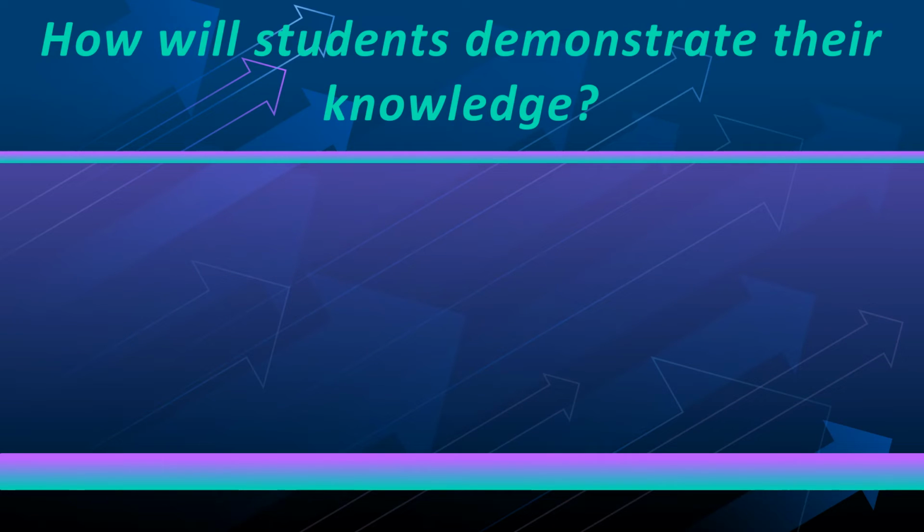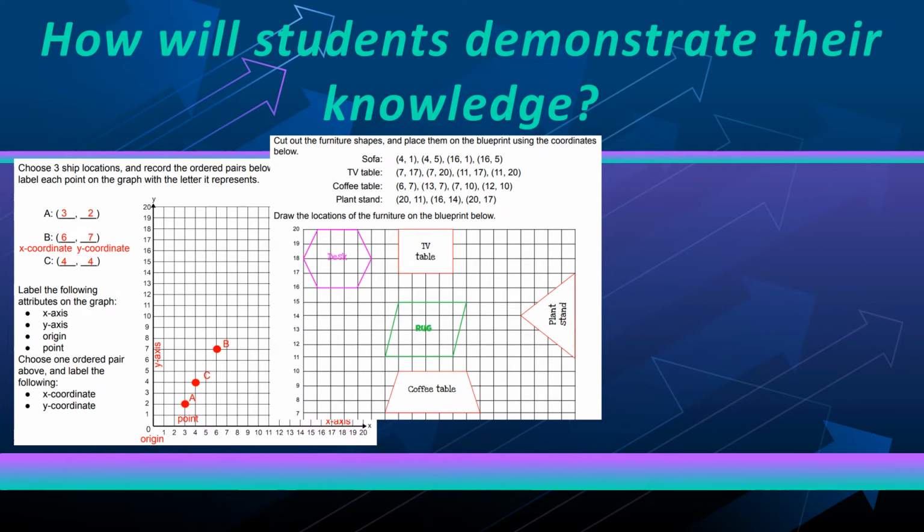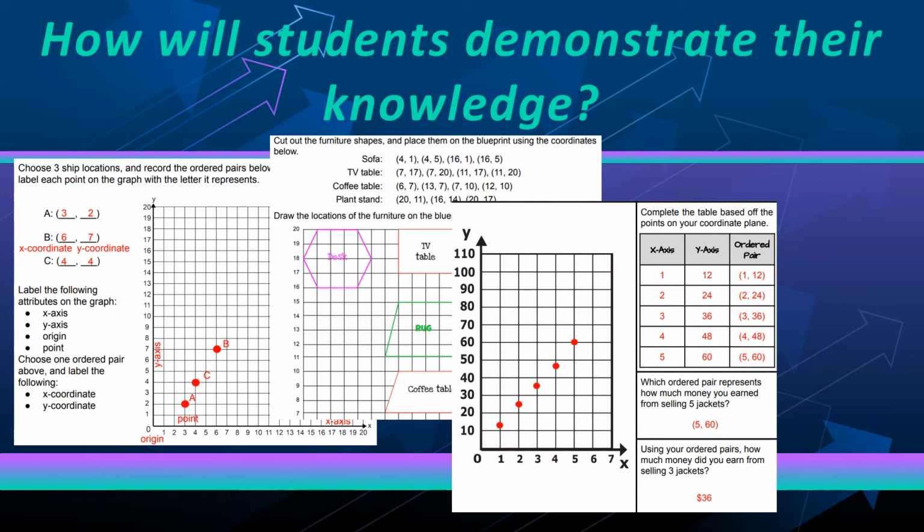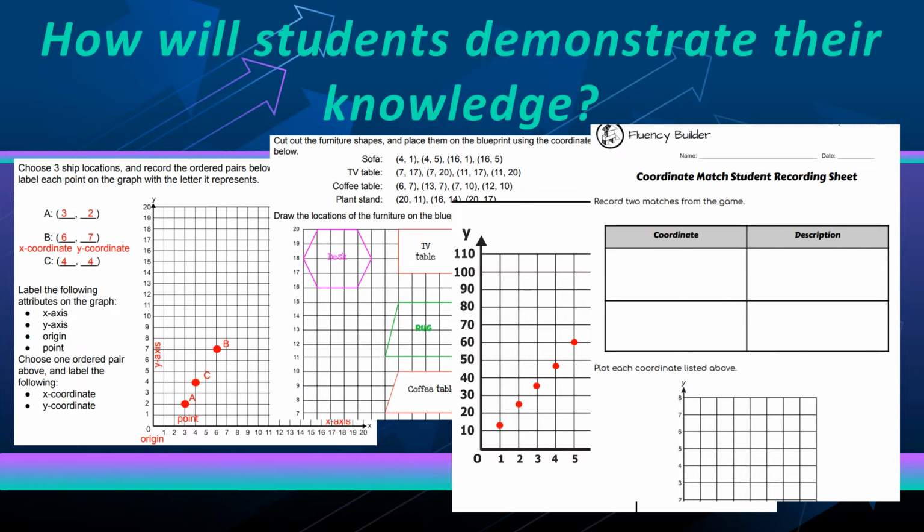With coordinate grids, it is important that students get many opportunities to practice plotting the ordered pairs, as well as identifying the coordinates of given points. Students can also use these plotted points to answer questions that involve interpreting the actual data, like you see here. Finally, coordinate matching games such as this one can be great for quick practice and fluency building within this unit.